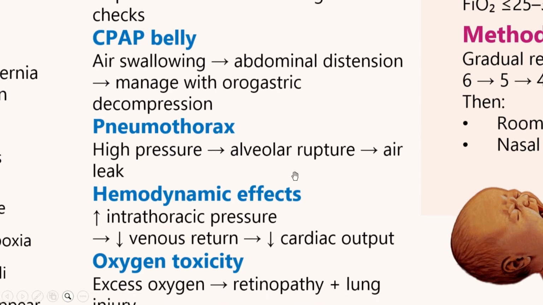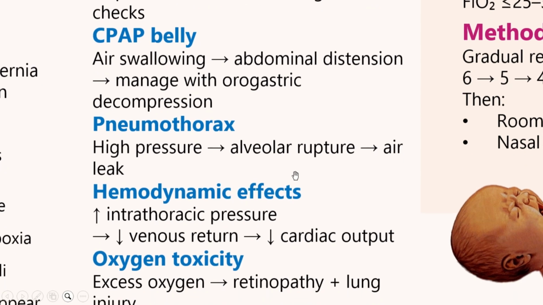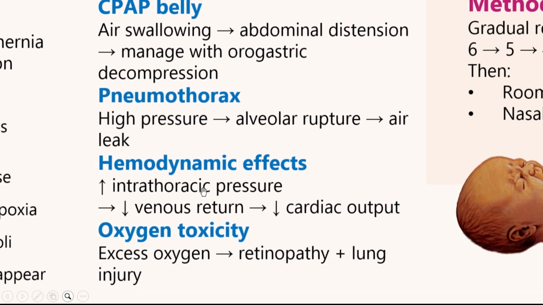Pneumothorax can occur due to the high pressure. The high pressure can rupture the alveoli and air leaks into the pleural space. And if you continue giving the CPAP without noticing this, you can get a tension pneumothorax that eventually can lead to a cardiac arrest. Hemodynamic effects: increased intrathoracic pressure is going to decrease the venous return, and that is going to decrease the cardiac output. And we already talked about that.